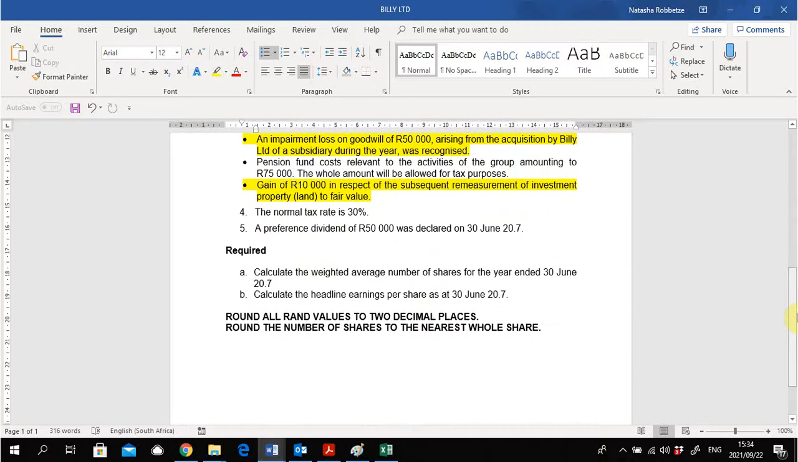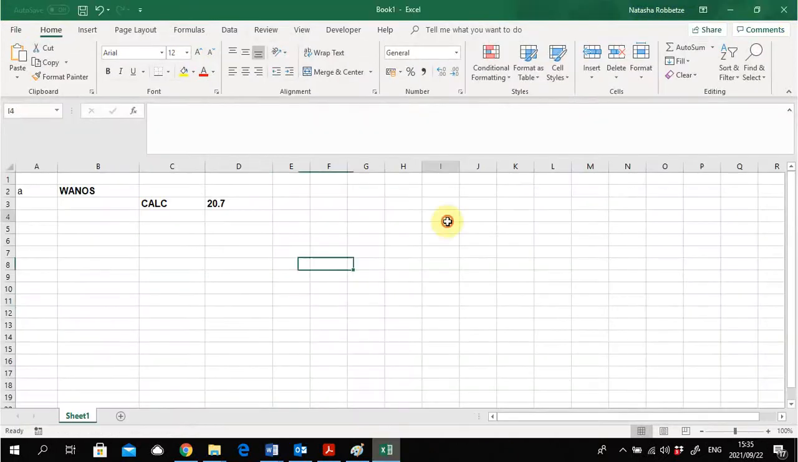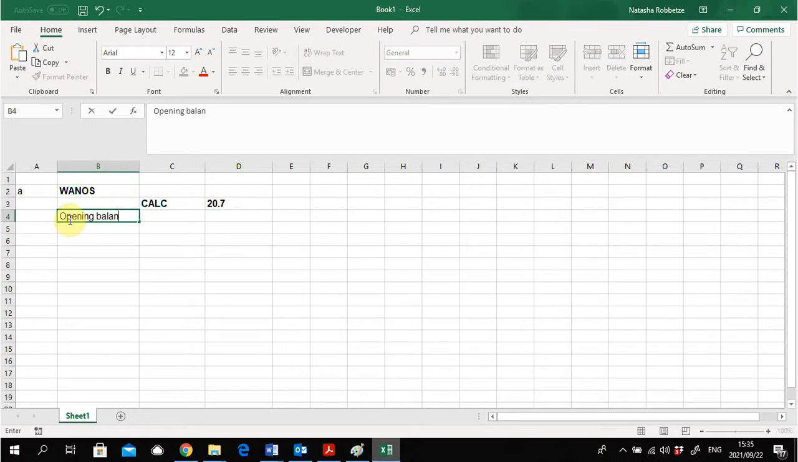In the required part, you need to calculate the weighted average number of shares for the year ended 30 June 2007. And you also need to calculate the headline earnings per share as at 30 June 2007. So the first thing we need to do is calculate what is known as the VARNOS. So let's go and explore that. I've set up my Excel spreadsheet, and we're going to start with the opening number of shares. If I look at the opening balance of the shares, they tell us in the first note that there were 600,000 shares at the beginning of the year.